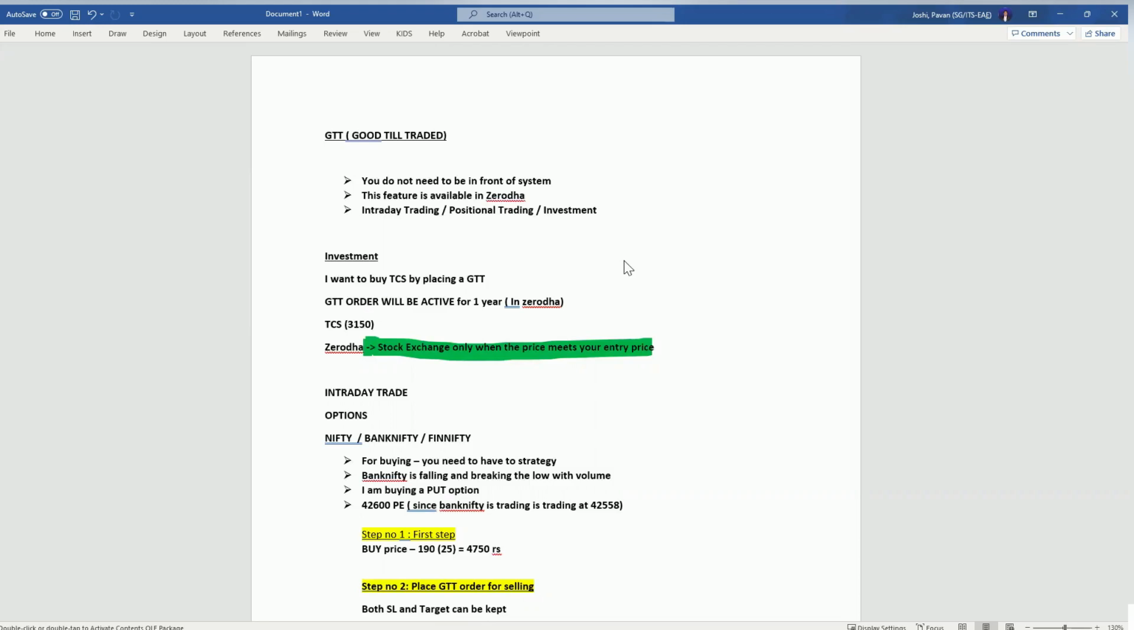Use this GTT order effectively and create daily income for yourself, even though you're a working professional, an office goer, a student, a homemaker, or anyone. You can continue to do it.